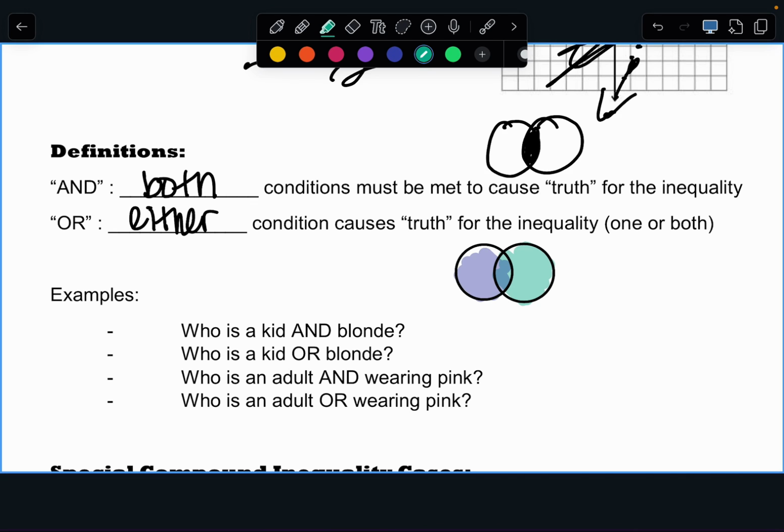Awesome. What about an adult and wearing black? Adult and wearing black. Okay, what about an adult or wearing black? We got some more from this side. Do we see the difference there? Or gives us more options, and and restricts our set a little bit more. Okay?